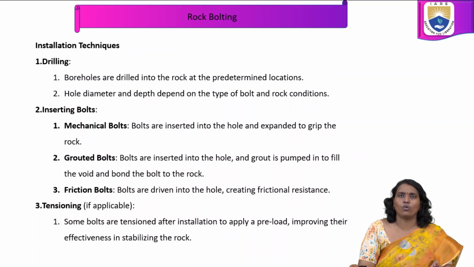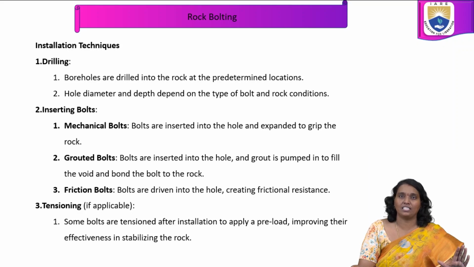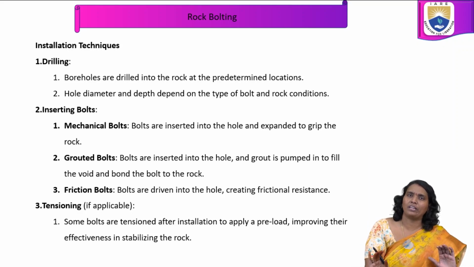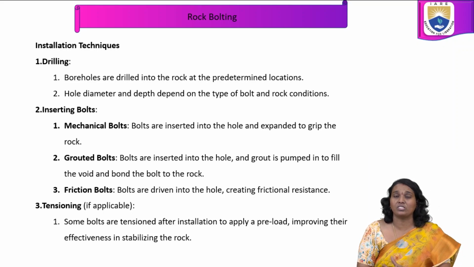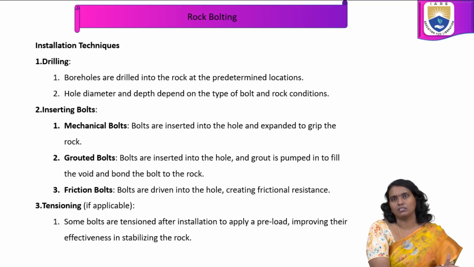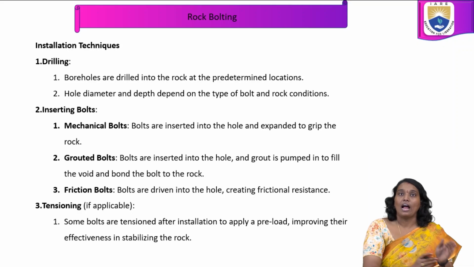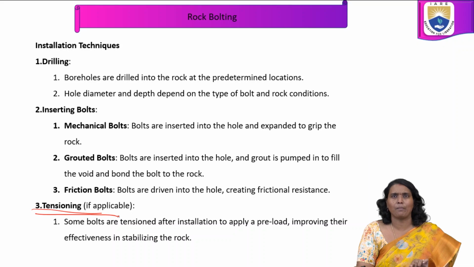In this also we are going to the installation techniques. It depends upon which type of bolt it is. So the drilling is the common parameter for all kinds of installation techniques. Already we saw this in our previous slides. In inserting bolts, mechanical bolts, grouted bolts, and frictional bolts have their own kind of insertion. We observed that pattern in our previous slides. And one more important thing is tensioning. It is if applicable. Whenever applicable, we apply this tensioning as an installation technique in rock bolting.